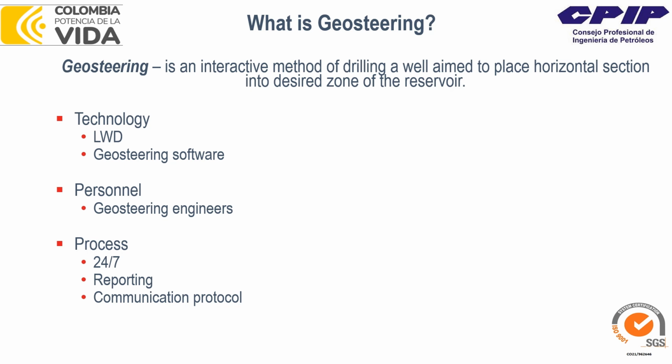And of course, you need to have a process, because if you don't have a 24/7 process, if you don't have proper reporting and you don't have a communication protocol so that your decision is going to be executed in adequate time, then the technology and personnel will be just a waste of resources and waste of money. So all three components are really important here to provide the geosteering service.